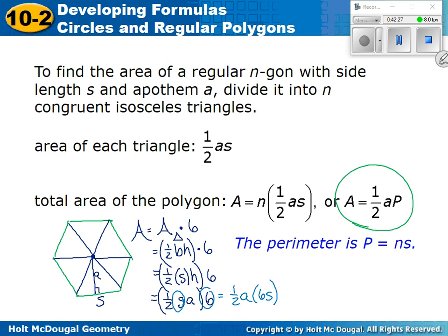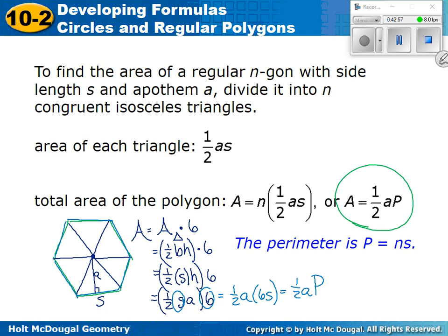What would we call 6S? If I found S, S, S, S, S, S, what is that called when I take 6 S's? The perimeter. Do you guys see how that's just the perimeter of the hexagon? So instead of putting 6S, is it okay if I just put a capital P for perimeter? And now here's your formula. 1/2 apothem times perimeter. It's the shortcut to finding the area of a regular polygon.